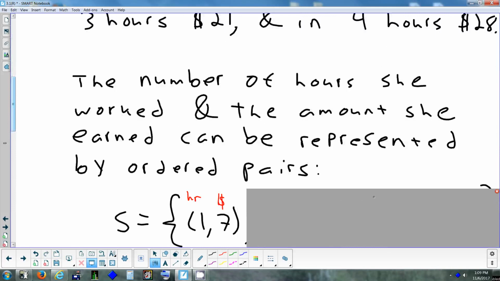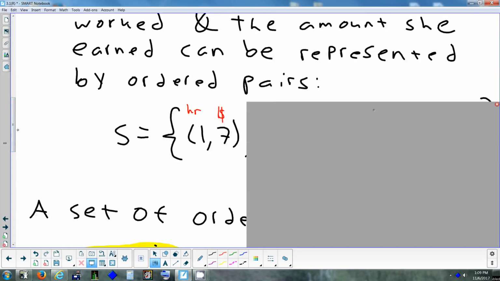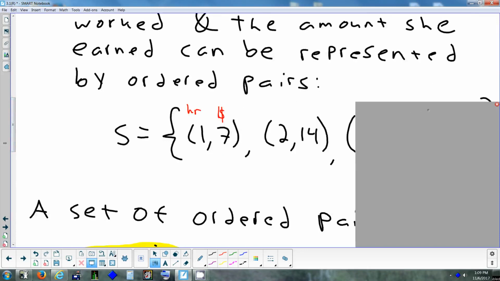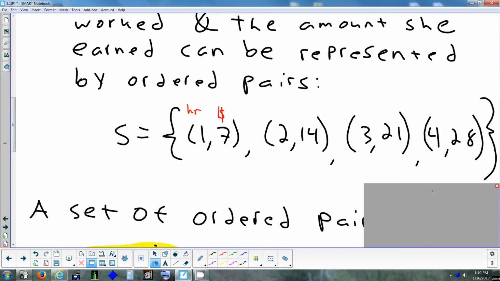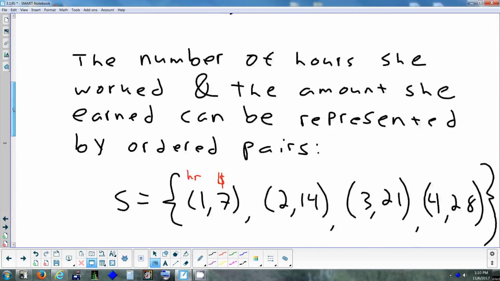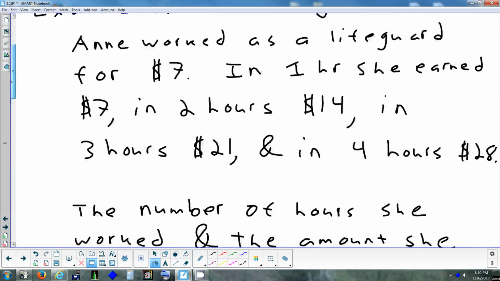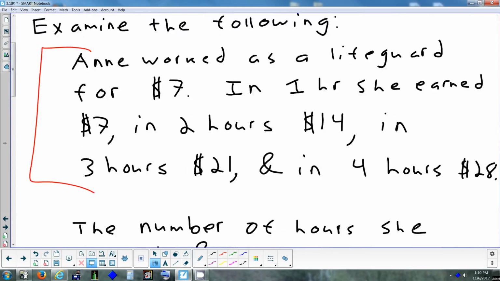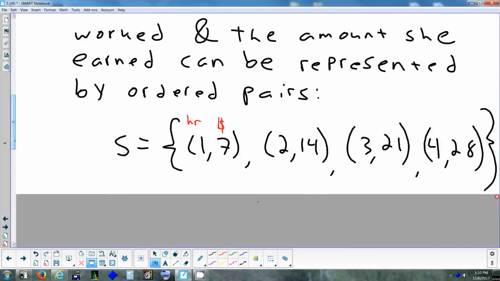How about in 2 hours? (2, 14). 3 hours? (3, 21). And then 4 hours? (4, 28). So what we just created there is a set of ordered pairs that summarizes everything we just wrote up above. Writing it out this way, that's the long way. You gotta write out all these sentences. That's the short way.